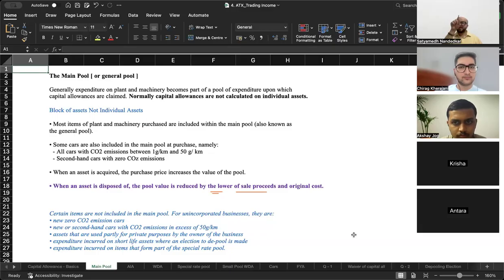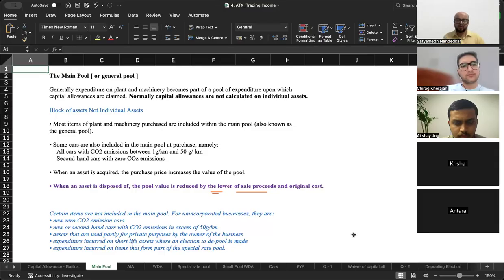So instead of calculating, see, in your financial reporting, depreciation is calculated on individual assets. Here, the capital allowances are not calculated on individual assets. They are calculated on a block of assets which are put together in a pool. Okay. The main pool or the general pool, how is that expressed? In the main pool you have plant and machinery basically, and capital allowances are claimed on that.